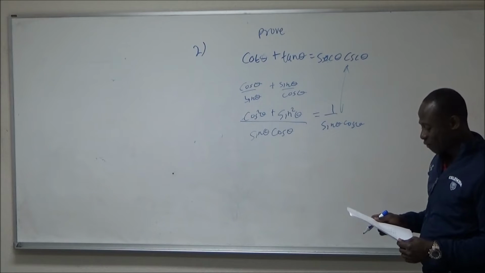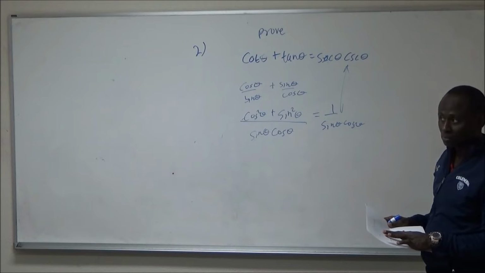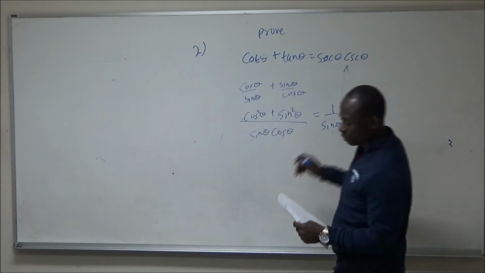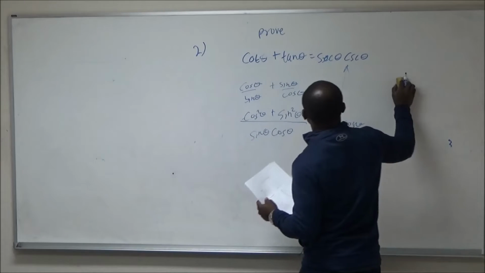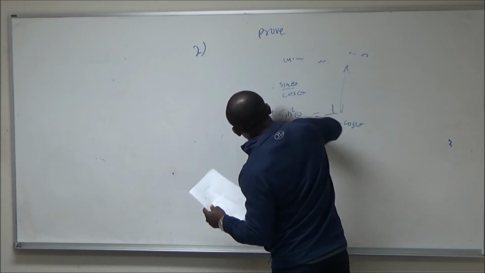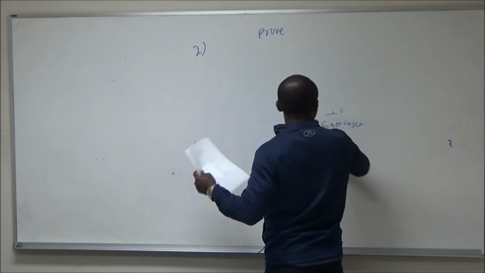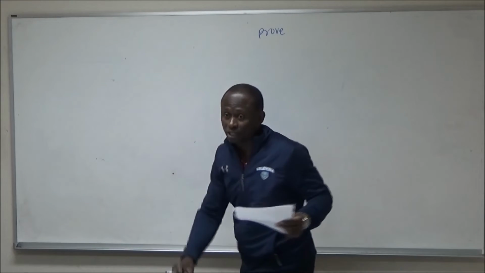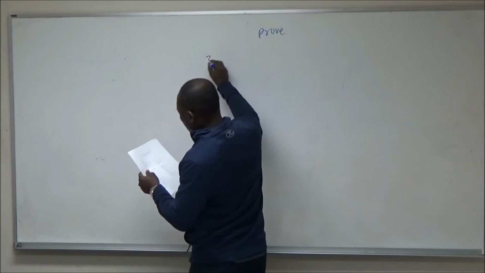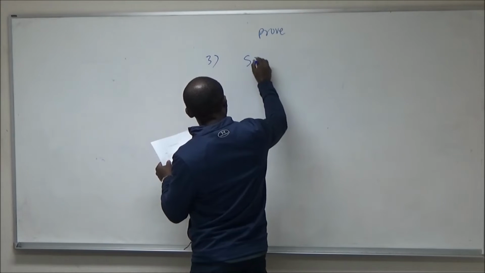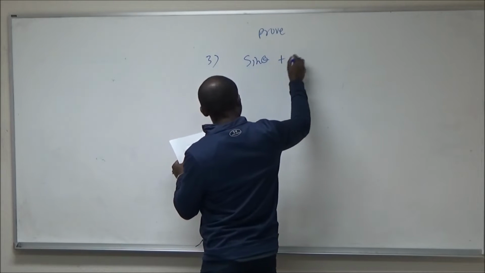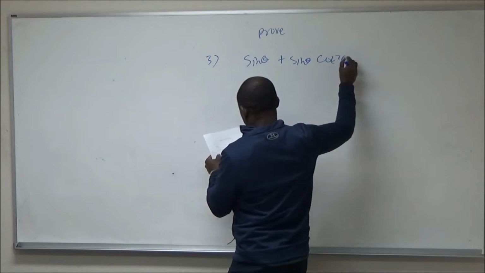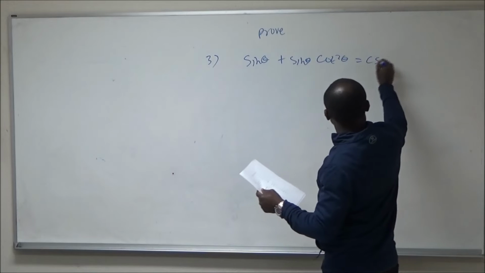Alright, question 3 I'm not going to do, but the idea is the same. Let me write question 3 down for those who are going to watch on the video, so that you see what the question is. But I'm not going to do it, I'm just going to say how you do it. Were you able to do that? Yeah. Okay. So question 3 just said sine theta plus sine theta cotangent squared theta is equal to cosecant theta.